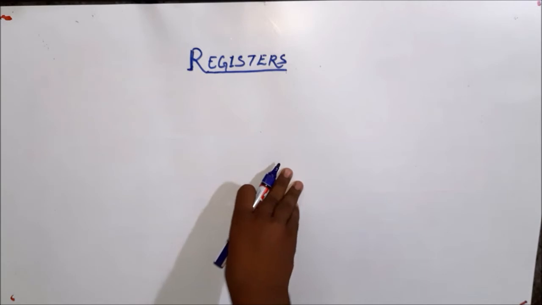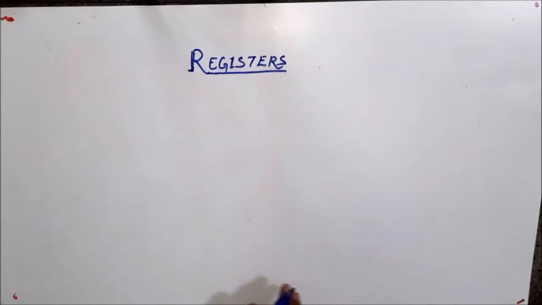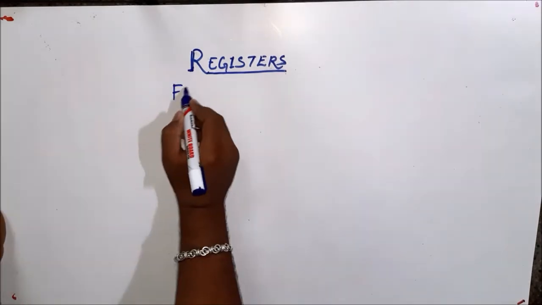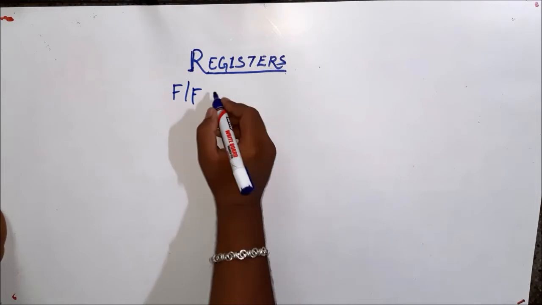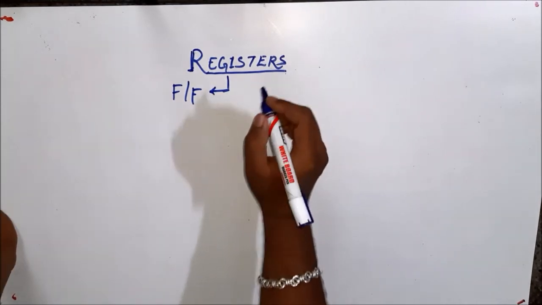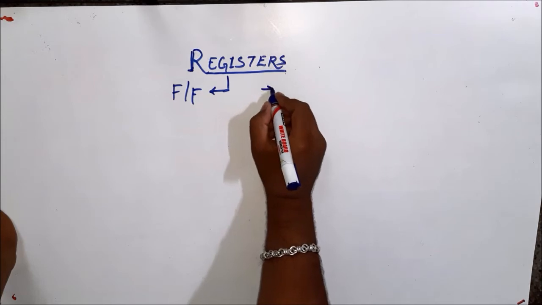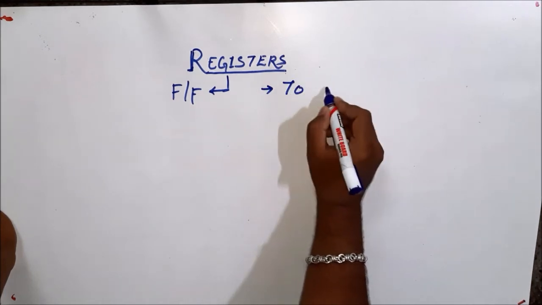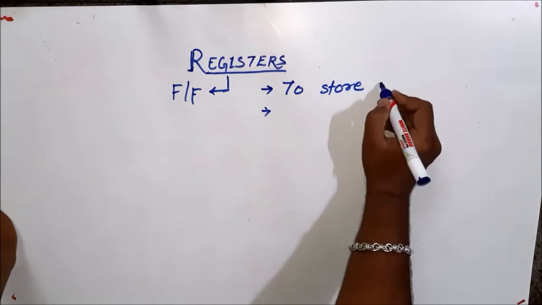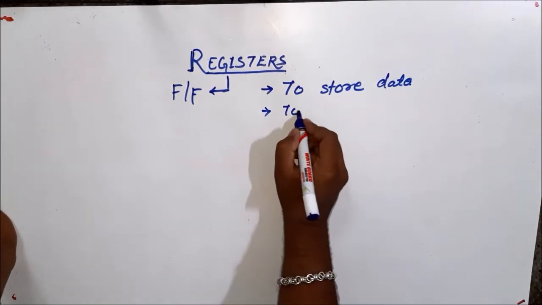Hi everyone, in this video I'll teach you about registers. It actually stores some value. In digital circuits, we have studied about flip-flops. The flip-flops are the basic circuit used for registers. There are two functions of registers. First is to store some value, and second is to store data and to move data.